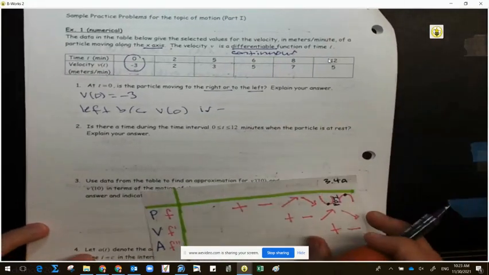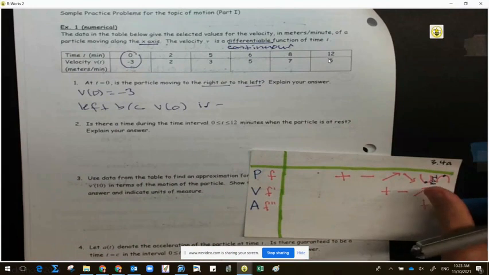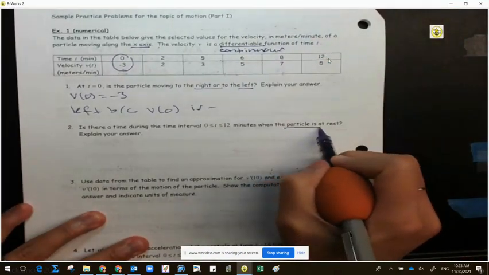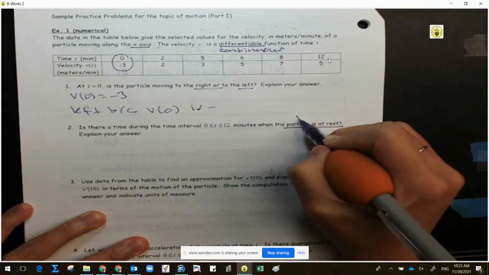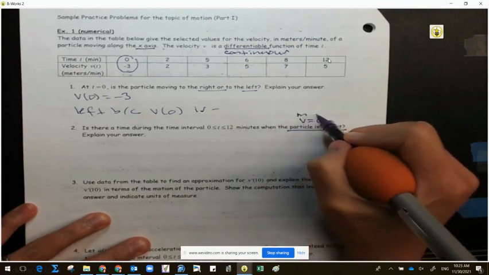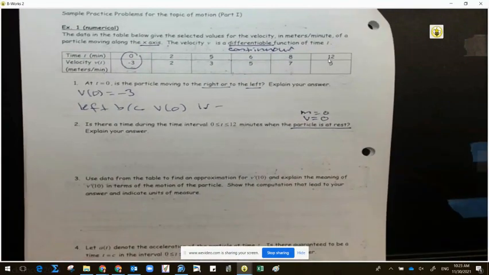All right, for number 2. Alan, go ahead and read number 2, please. Is there a time during the time interval 0 is less than or equal to t, less than or equal to 12 minutes, when the particle is at rest? So the particle is at rest. We know that means our velocity must be 0. You could also say the slope must be equal to 0. They mean the exact same thing, because the velocity is a slope function of the particle.